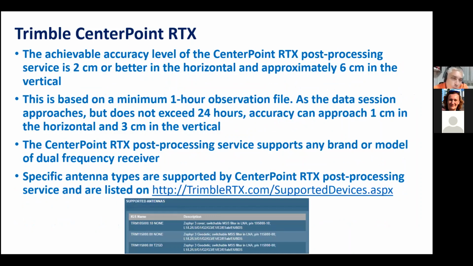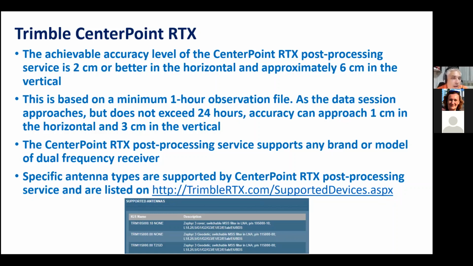So what are the features of Trimble CenterPoint RTX? One of the features is related to accuracy. The achievable accuracy level of the CenterPoint RTX post-processing is 2 centimeters or even better in the horizontal and approximately 6 centimeters in the vertical. As I showed you yesterday, the heights are determined 1.5 to 2 times worse than the position. This is why we have this ratio 2 to 6.